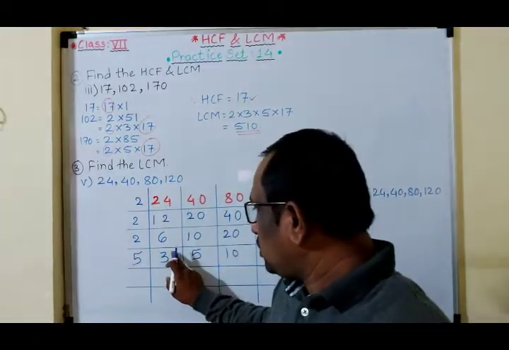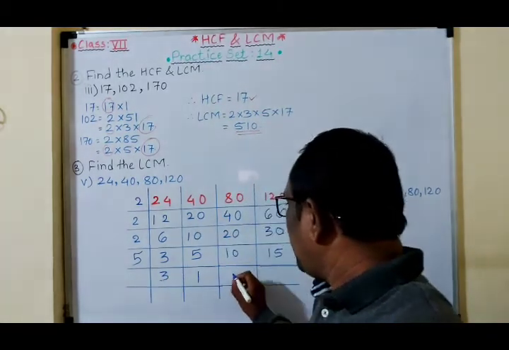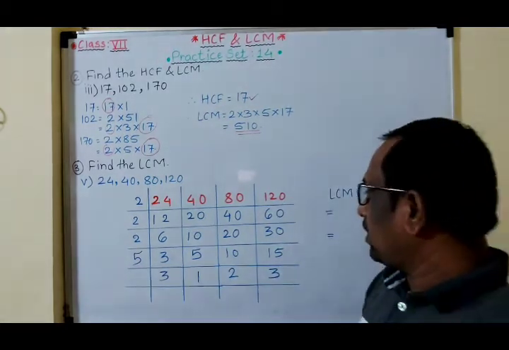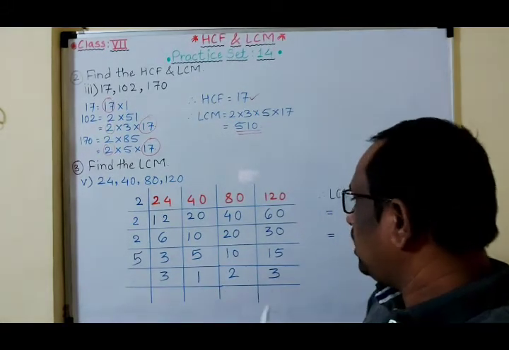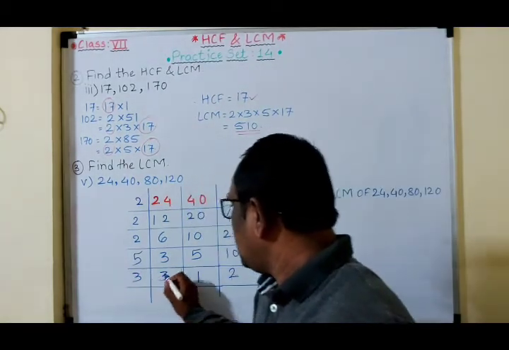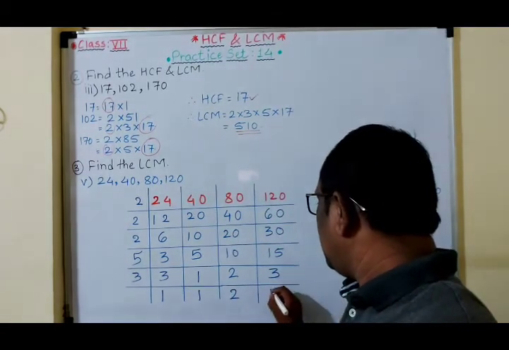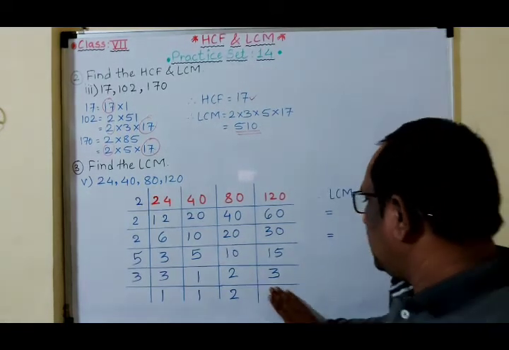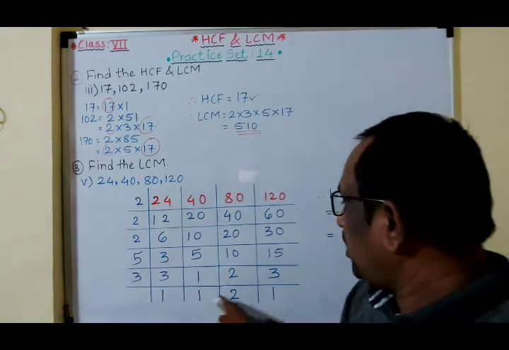This 3 is not divisible by 5, so we just write 3 as it is. 5 1s are 5, 5 2s are 10 and 5 3s are 15. Now here the students: 3, 1, 2, 3. Now here we will take 3. 3 1s are 3, 1 as it is, 2 is not divisible so as it is, and 3. So now 1, 1, 2.